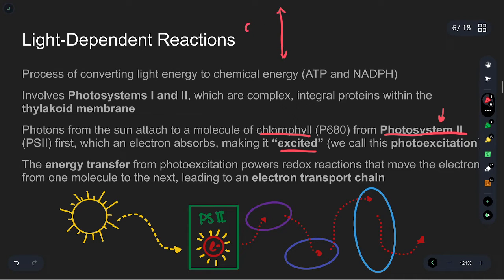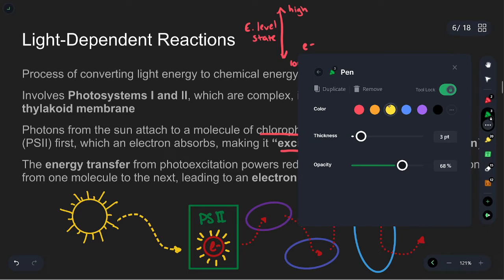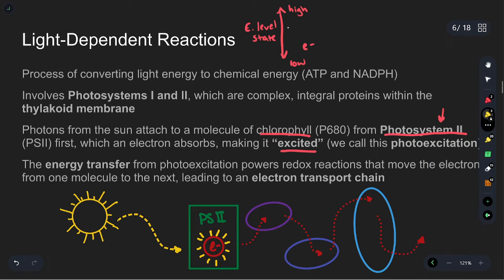This is your energy level state of the electron that we're talking about, low, high. The electron in photosystem 2 is originally at a low energy level state. When photons hit the photosystem and get absorbed by the electron, it goes from a low energy level state to a high energy level state, making it excited.